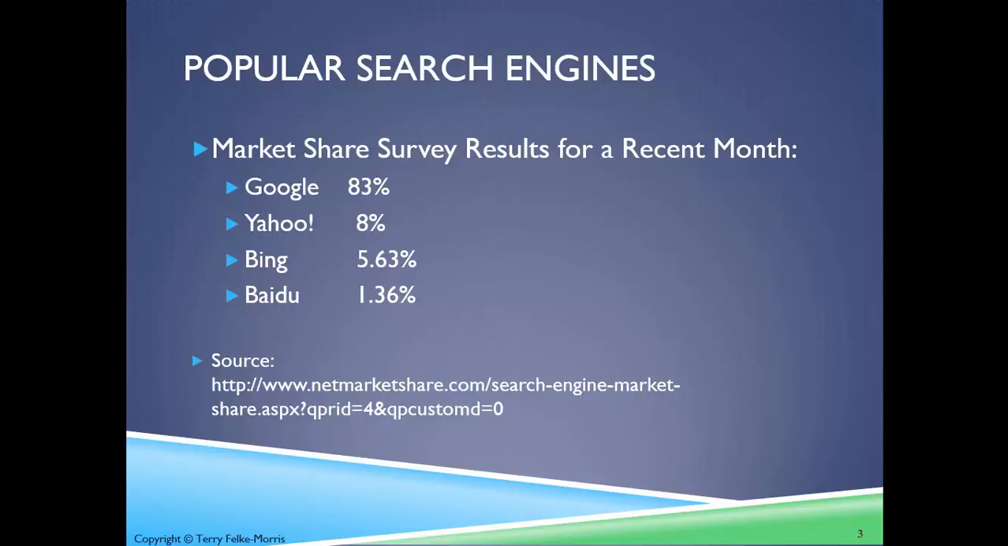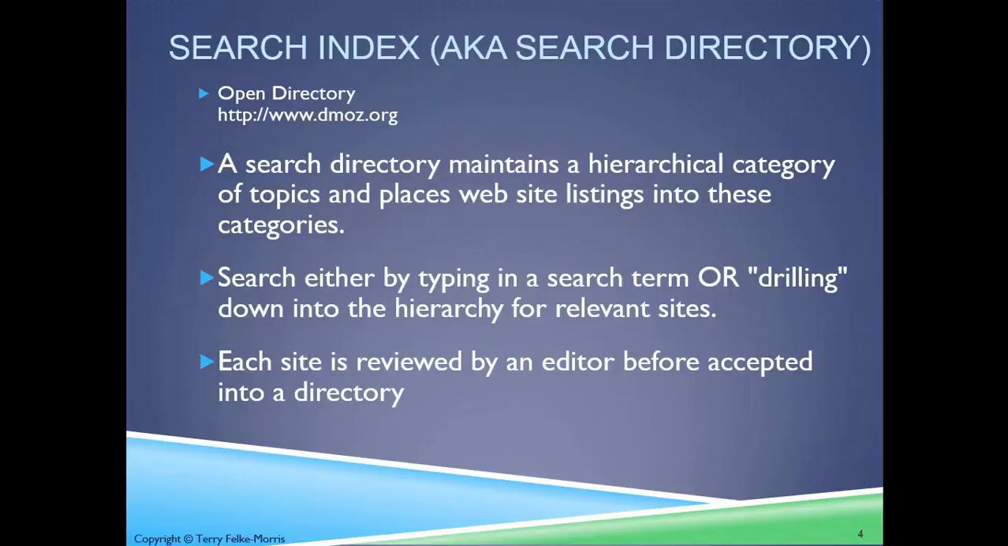As far as the components of a search engine, as it says right there, a search directory maintains a hierarchical category of topics and places website listings into these categories. So you search either by typing in a term or you drill down in a site. Each site is reviewed by an editor before being accepted into a directory. Well, let's talk about the stuff that's in here.